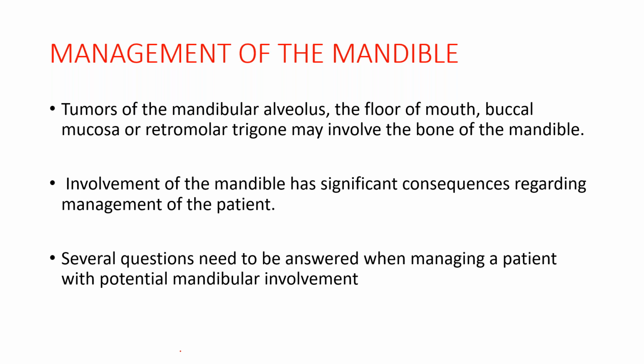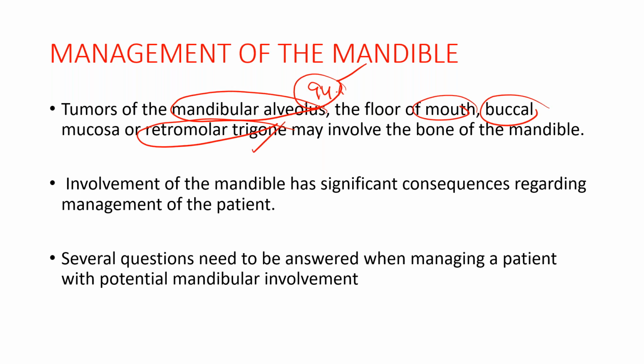So how do you deal with the mandible? It is one important concept which we learn. This is not very important for you, just for completion's sake, I'm telling you. Mandibular alveolus almost 94% involves the bone, as we have seen. In floor of the mouth cancers, buccal cancers, and retromolar triangle cancer, they all involve the bone of the mandible.